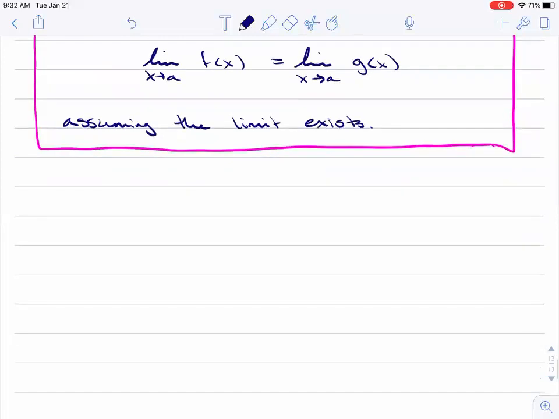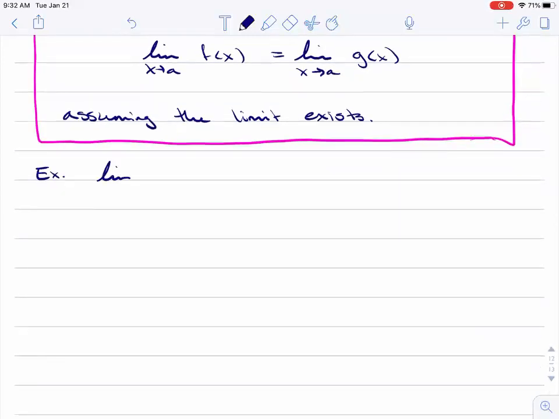And so let's do an example. If I ask you to find the limit as x approaches 1 of x squared minus 1 over x minus 1, that's tricky, because x is approaching 1, but then in the denominator, I've got 1 minus 1, which I don't want. Then I'm dividing by 0, and that's illegal. And so, well, what can I do?